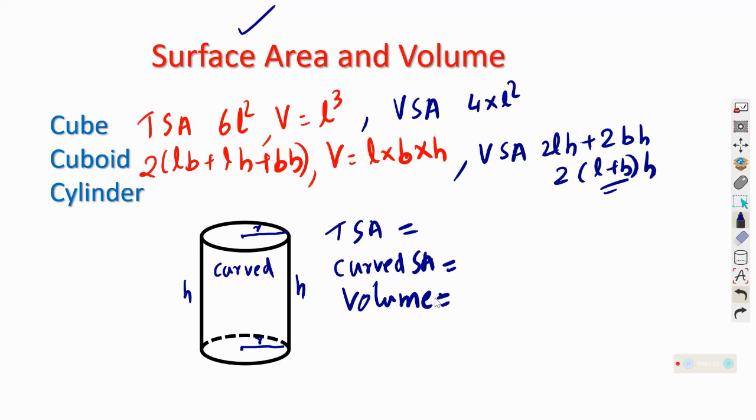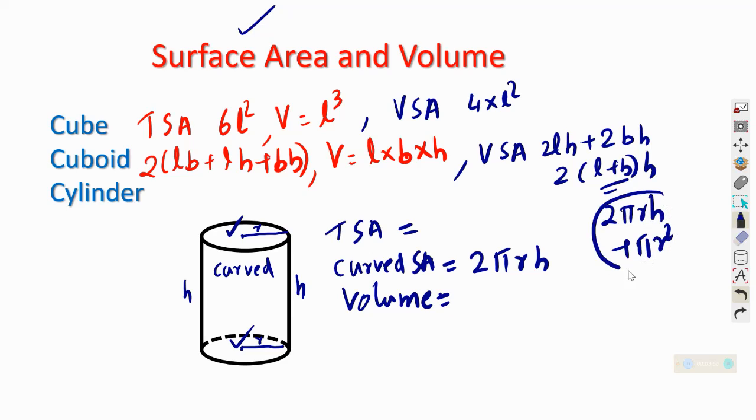I am repeating it because there is a long way to go. So in the case of a cylinder, the curved surface area is this curved area. Last year you found that the curved surface area can be calculated by 2 pi r h. And then you studied that curved surface area plus top and bottom, you will be adding 2 pi r h plus pi r square.